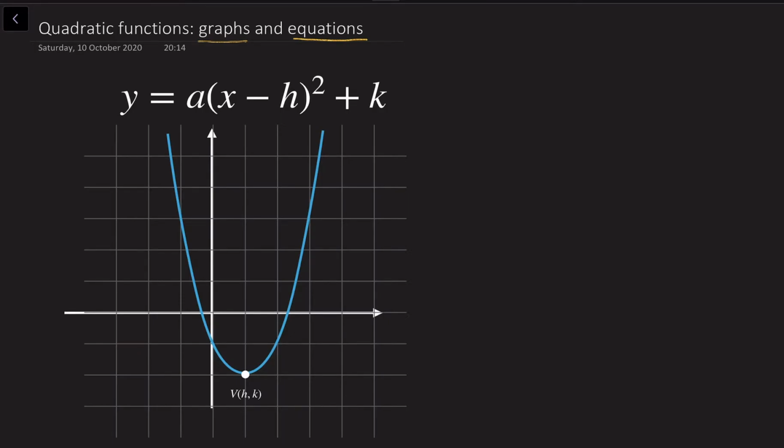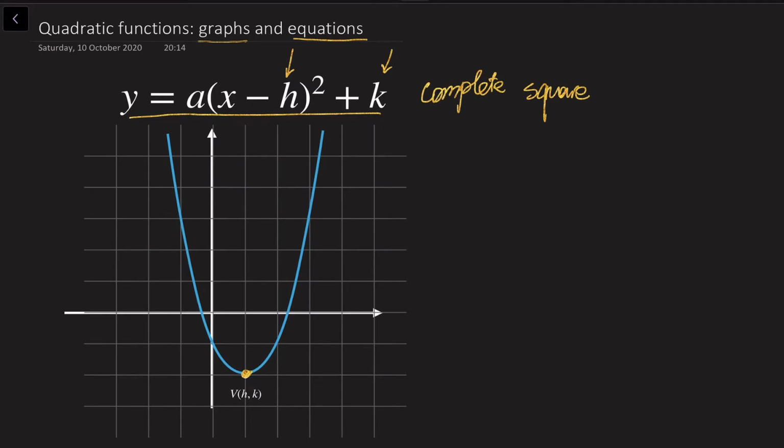So if the equation of a quadratic function is given in this form, it is called the complete square form. Then it's really easy for us to sketch the graph, because the values of this h and k are going to tell us the vertex. So this is going to be the minimum point or the maximum point of this parabola. So the coordinates of the vertex.